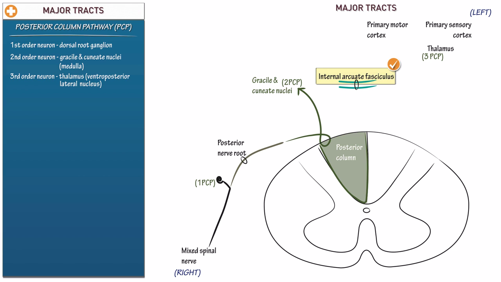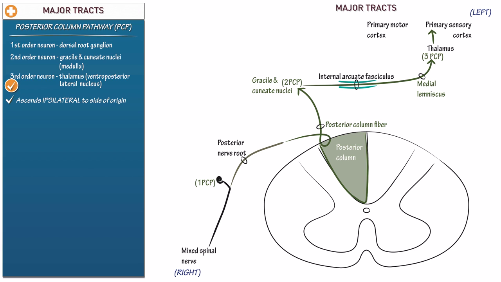Then show that the gracile and cuneate nuclei send decussating fibers across the medulla via the internal arcuate fasciculus to synapse in the thalamus. These fibers ascend the brainstem via the medial lemniscus to complete the brainstem course of the posterior column pathway. Finally, indicate that the thalamus projects to the sensory cortex. Note in our table that the posterior column pathway ascends the spinal cord ipsilateral to its side of origin.